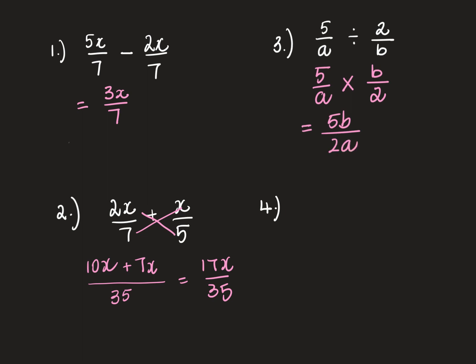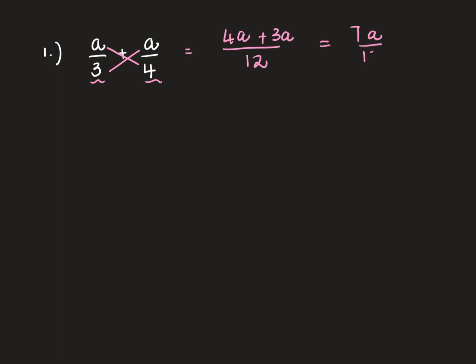Just like that. This final one here is just multiplication. I'm just going to multiply across the top. 5x times 2y, 5 times 2 is 10. X times y is xy. Over 9 times 3, 27. Just like that.